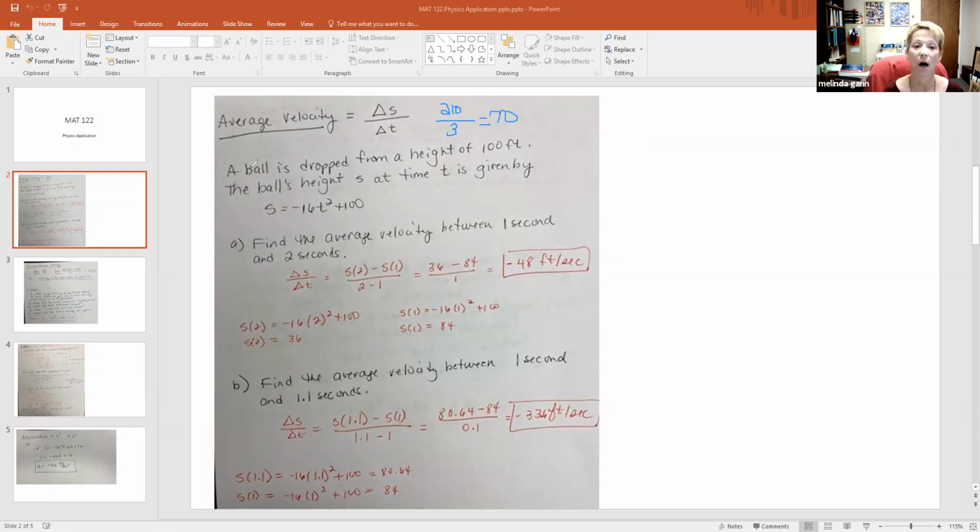So look at this one. A ball is dropped from a height of 100 feet. So I'm standing on a cliff and I let go of the ball and it falls 100 feet and hits the ground. The height of the ball, where the ball is above the ground, is going to be called S, and my time, I'm going to call T. This formula right here will give you the height of the ball above the Earth's surface at any time. So if you want to know where the ball was after 1 second, you plug in 1. If you want to know where the ball was after 2 seconds, you plug in 2. This one says find the average velocity between 1 second and 2 seconds.